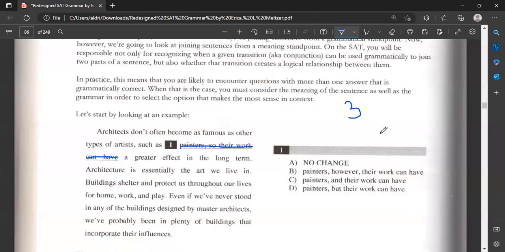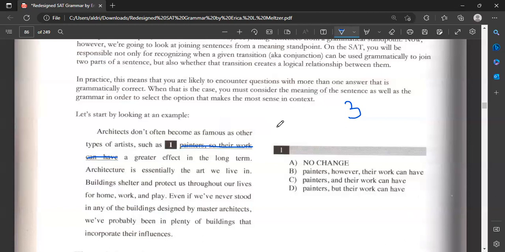We have what we call continual transitions. So it means what's coming before and what's coming after are linked. The logic or the relationship between what's coming before and what's coming after is the same, is related. So we use a continuing transition like "and." And then we have what we call cause and effect.